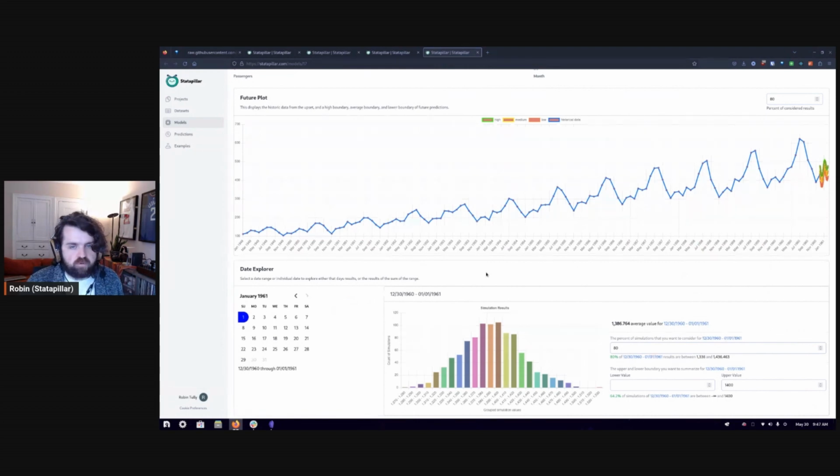Statapillar works by performing thousands of simulations of what the future might be and giving you the most common simulation results. It's inspired by 538's forecasts, if you ever saw those. I find that to be a very accessible way to relate results to non-statistical people, because instead of having to say, well, I have an R-squared score of 0.04 and that's statistically significant, I can just say, in 80% of simulation results, we have between 1,200 and 1,400.